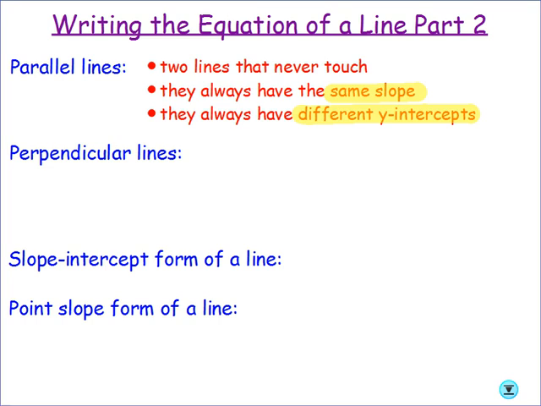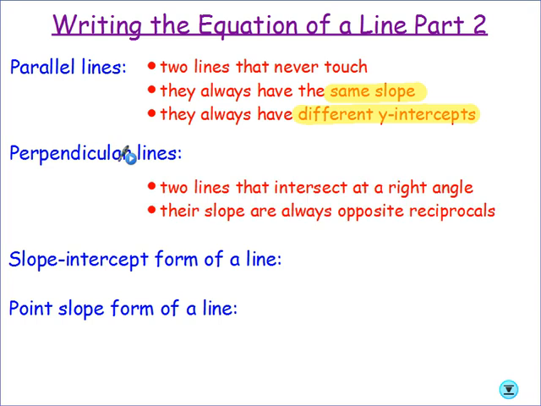Perpendicular lines. In geometry, you probably learned that perpendicular lines are two lines that intersect at a right angle. And that is absolutely correct. In Algebra 2, the most important thing that we are going to talk about, though, is that their slopes are opposite reciprocals. Now, that's a little tougher for some students to understand. So let me give you an example of what I mean.